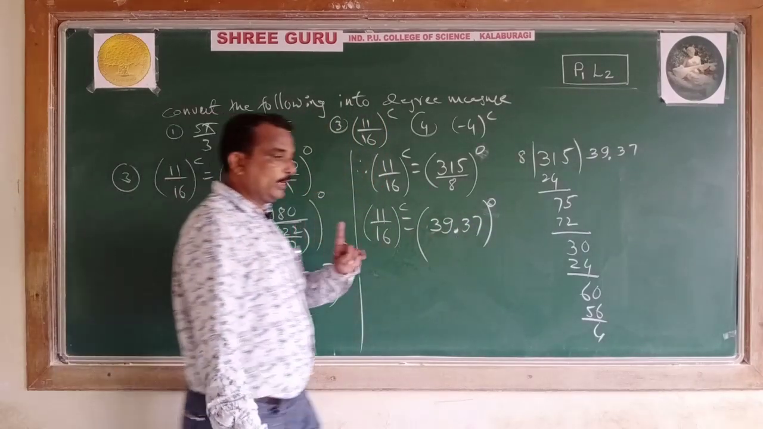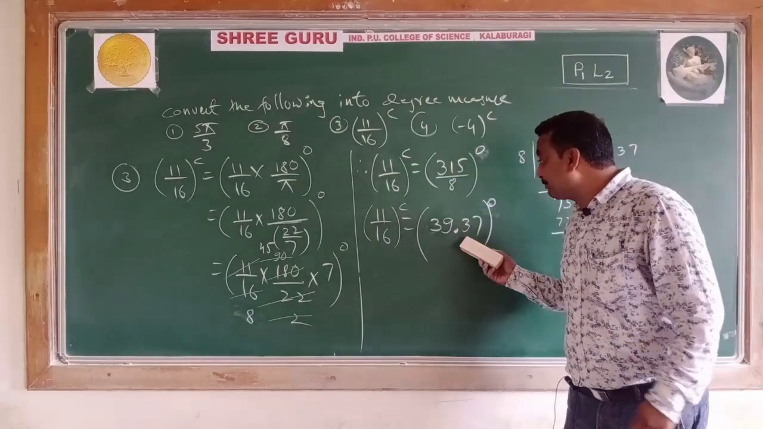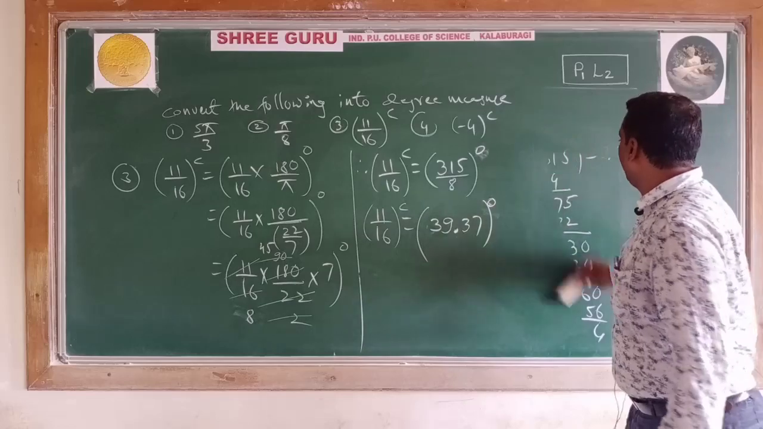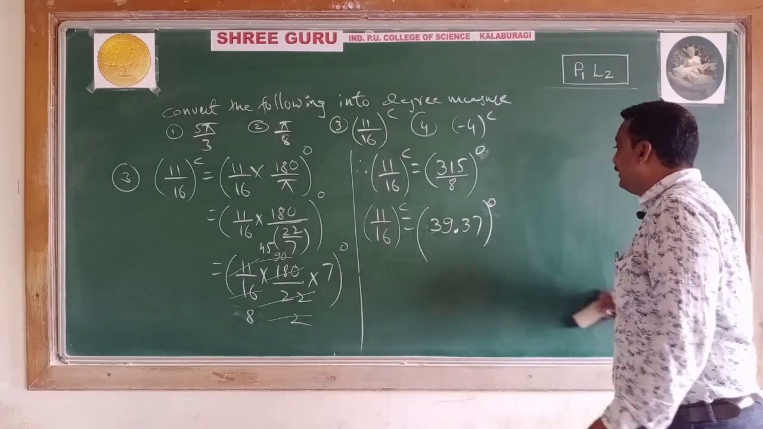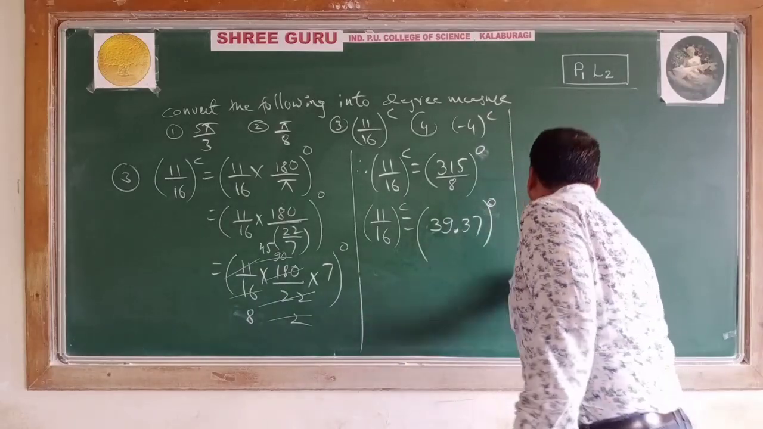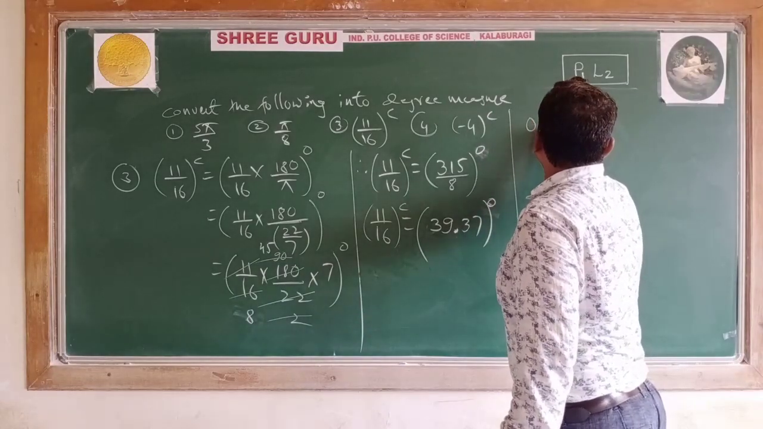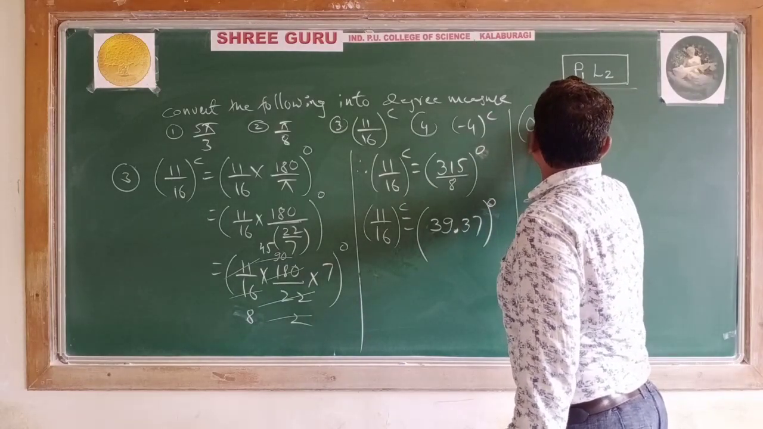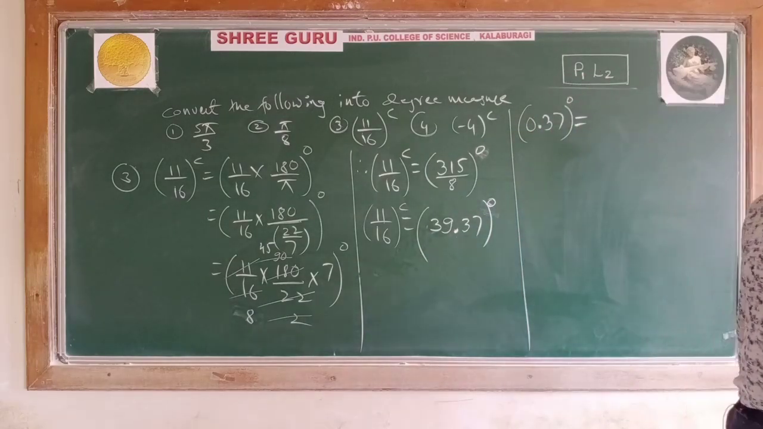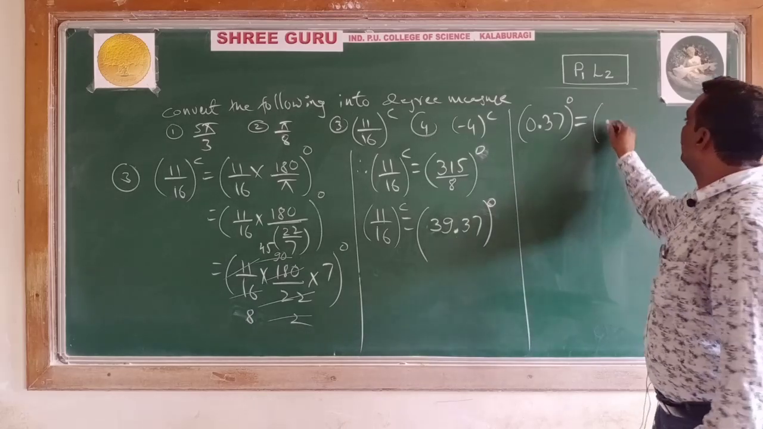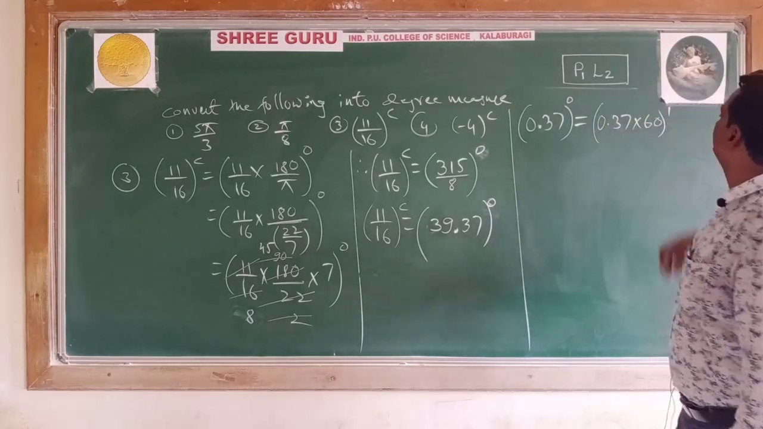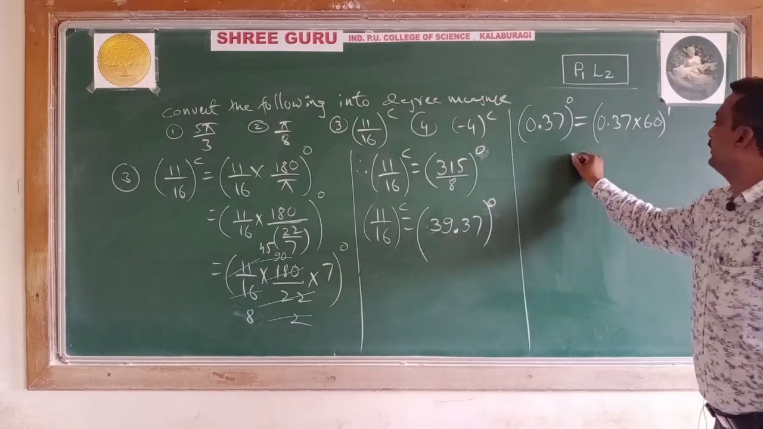You can't read it like that, 39.37. You know a whole degree is divided into 60 parts, and it is not a decimal point. So you can't read it like that. That fraction you have to convert in terms of minutes and seconds. See the students, 0.37 degree, converting in terms of minutes by multiplying by 60. Let us simplify.